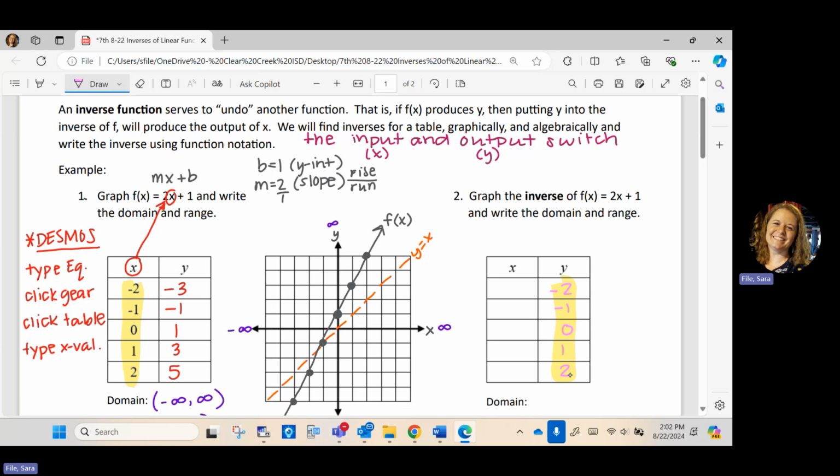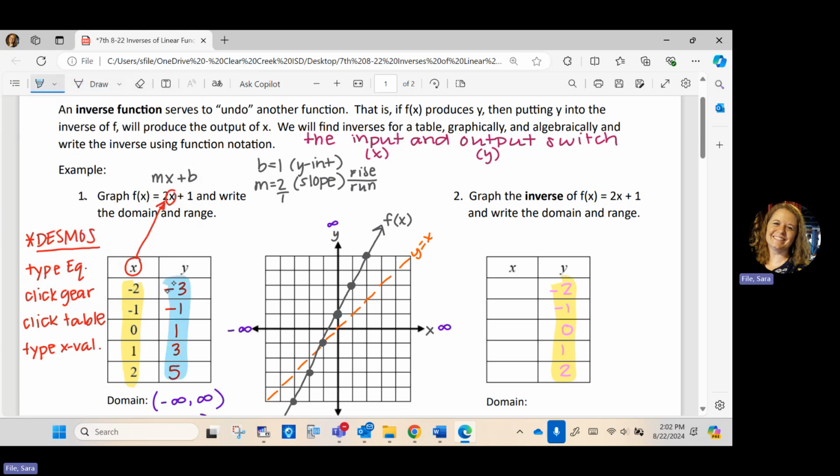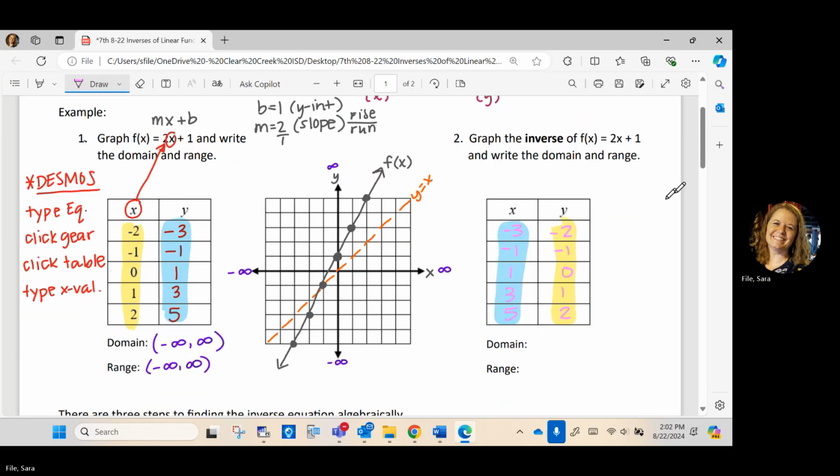And what was the Y column over here is going to now be my X column. My inputs are now my outputs and vice versa. So now that's -3, -1, 1, 3, and 5. So I literally just switched the X and the Y column to create the table for the inverse.